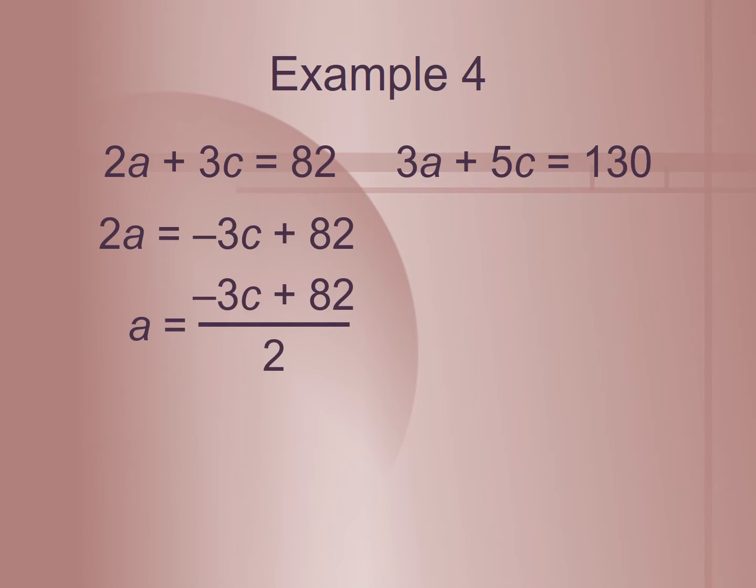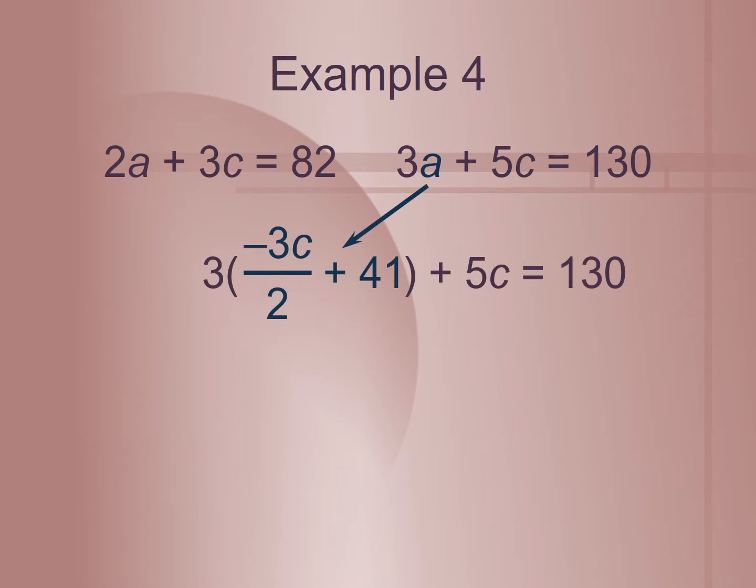We'll divide both sides by 2. And for this example, I'm going to just leave it as one big fraction because I can't divide -3 by 2. Now I'm going to take this information for A, the expression that is equal to A, and substitute it for A into my other equation. So instead of saying 3 times A, I'll have -3c over 2 + 82 divided by 2 is 41.